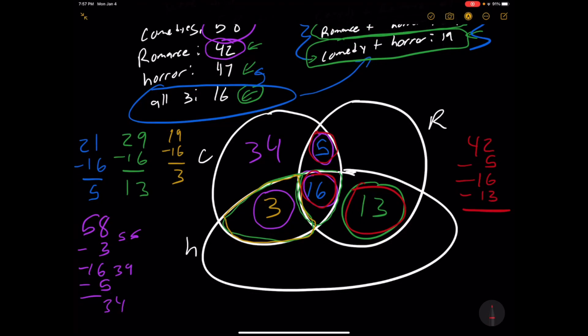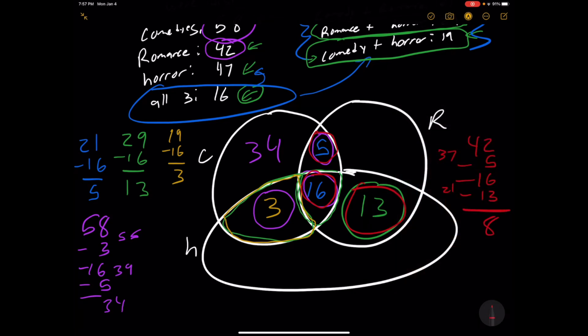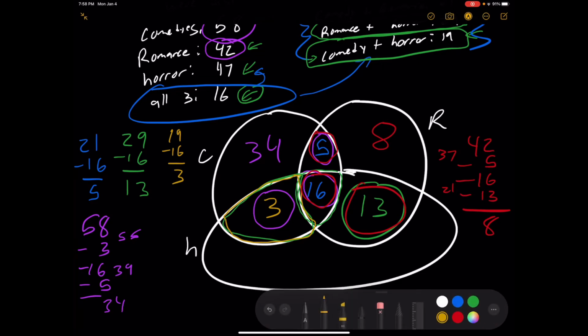well, 42 minus 5 is 37. 37 minus 16, that's an easy one, is 21. 21 minus 13 is going to be 8. So out of the 42, we're actually only going to put an 8 here in the romance category. Only 8 people chose just romance, which really points out why you have to be careful with these.